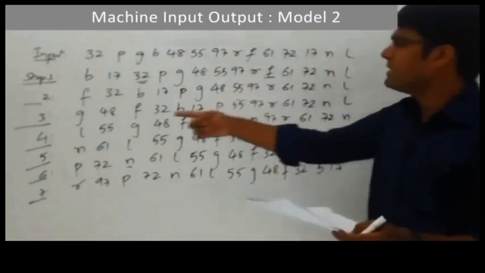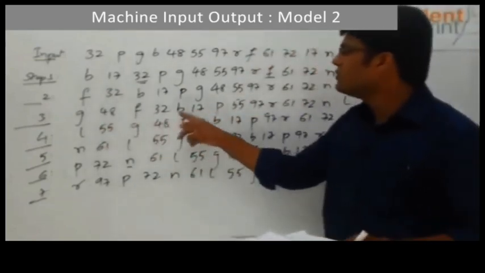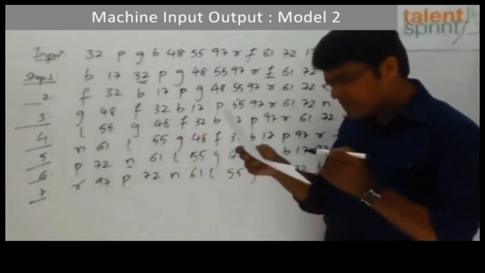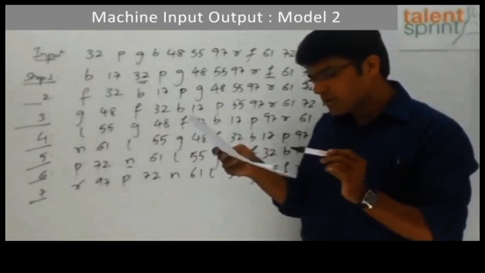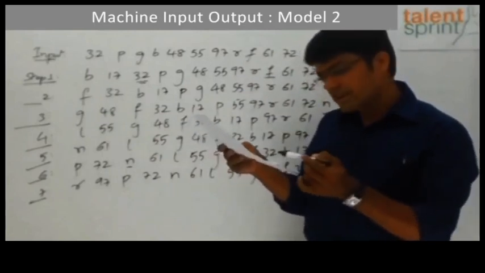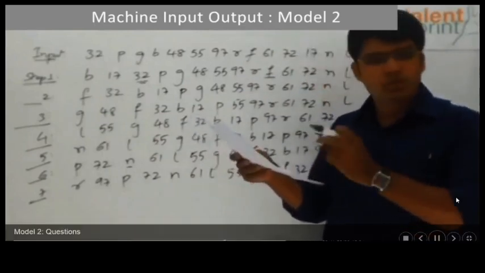Now try to map. Step 3, you know, G48, F32, B17, right? So just try to map G48. So you should start with G. So first option, second option, fourth option are ruled out. It may be the third option or fifth option because both of them are starting with G.